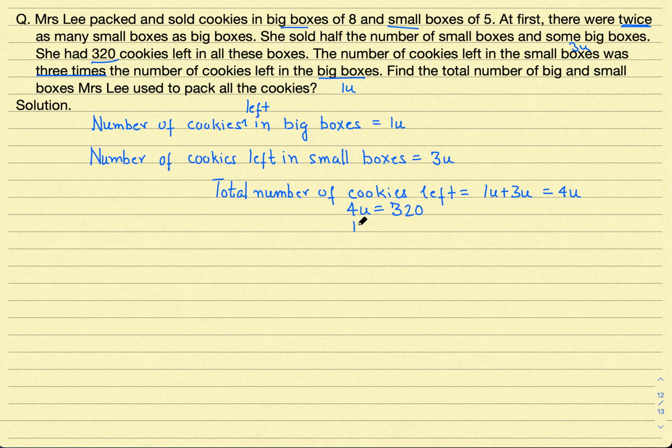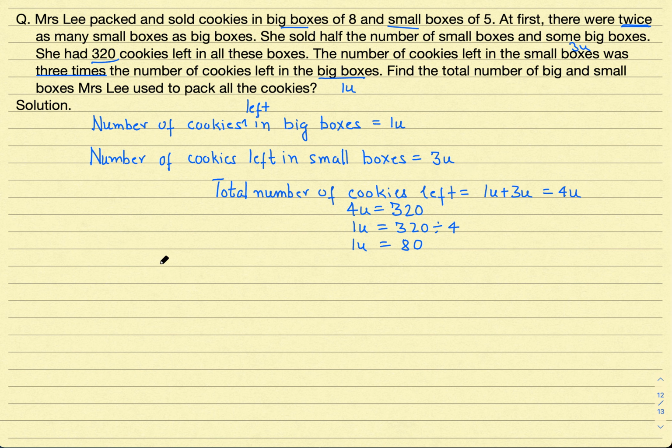So how about 1 unit? 1 unit will be 320 divided by 4. That will give us 80. So basically, if you observe keenly, you see here the number of cookies in the big boxes at first was 1 unit. That means the number of cookies left in big boxes was 80. Right? Now, from this, we can also find the number of cookies left in small boxes.